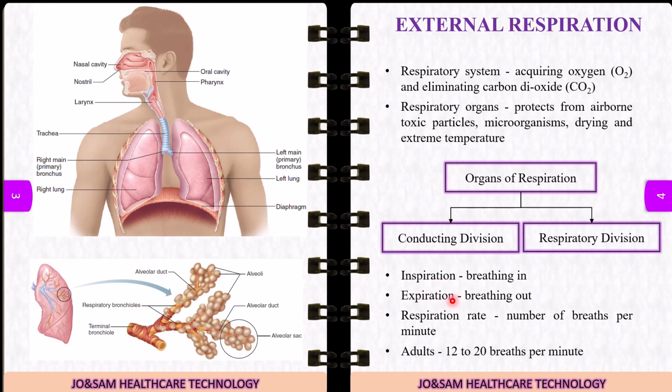The process of respiration involves inspiration and expiration. Inspiration is breathing in, that is, taking the air in, whereas expiration is breathing out, leaving the air out. The respiration cycle consists of both inspiration and expiration. The number of respirations or breaths per minute is called the respiration rate. It differs for adults and children. Adults have a normal respiration rate of 12 to 20 breaths per minute, that is BPM, but for children it may be as high as 40.